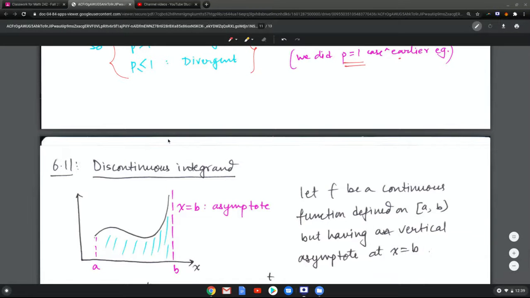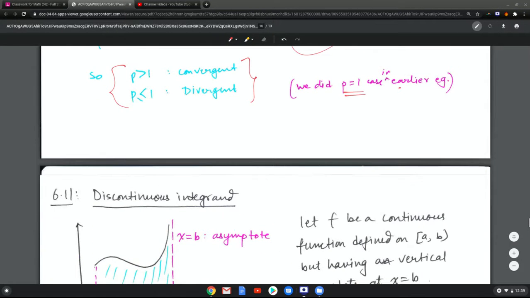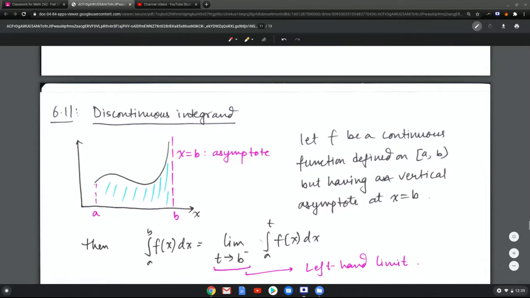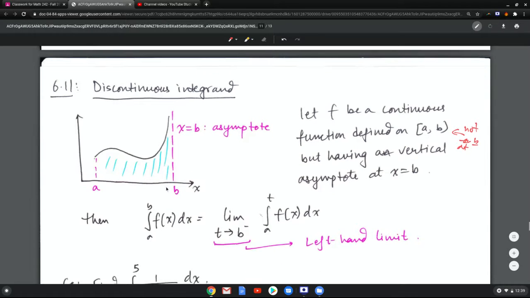So we looked at an improper integral which arises when your range over which you're integrating is infinite, or you have an infinite interval. The second one is if you have a discontinuous integrand. That f is a continuous function defined on a to b, remember, but not at b. At b, it has a vertical asymptote, meaning it approaches this line but never touches. Right? That's an asymptote.